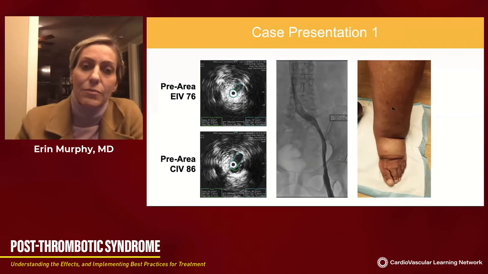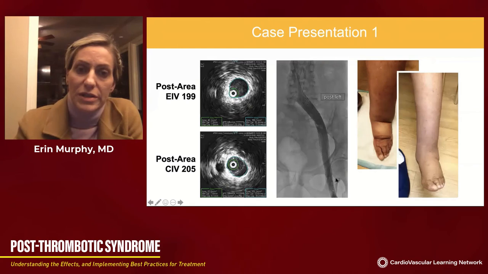Here's her venogram, kind of a diffuse post-thrombotic type stenosis. And then her results afterwards, she was markedly better and wasn't even compliant with compression anymore and still had a marked improvement in her quality of life and her exam.